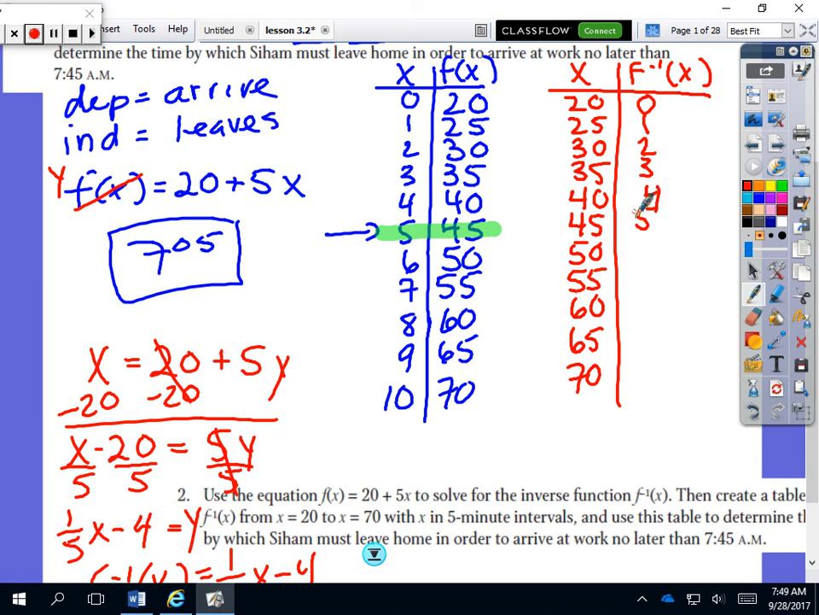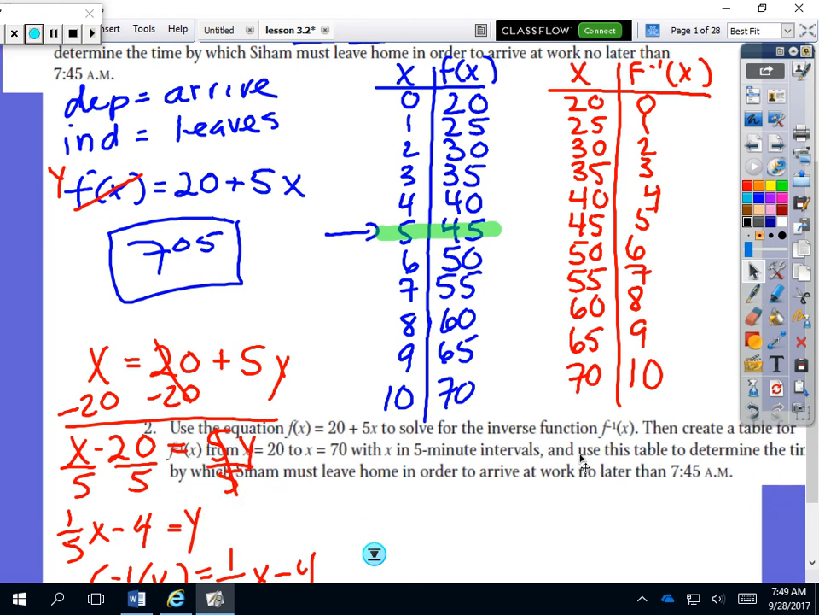And again, you could put that function in your calculator and get these answers also. 55 is 7, 60 is 8, 65 is 9, 70 is 10. So the question is, use this table to determine the time she must leave home in order to arrive at work no later than 7:45. So what time should she leave in order to arrive at work no later than 7:45? It's the same point, 7:05. So the answer to number 2 is 7:05.